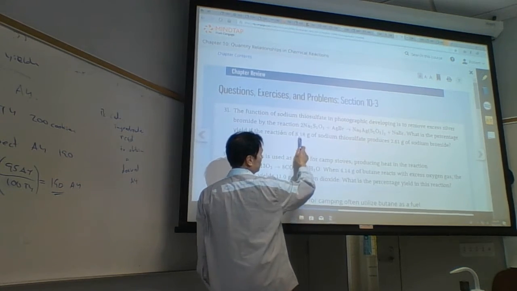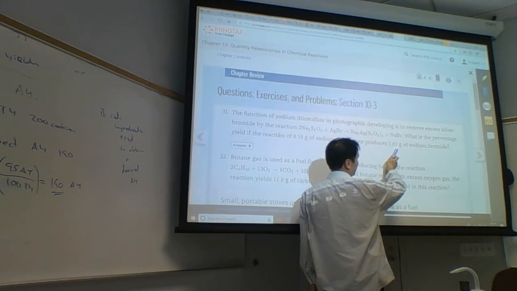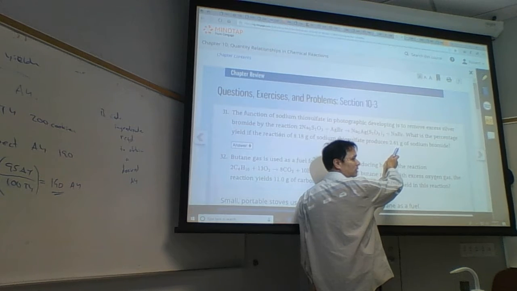And so our theoretical yield is just going to be based on this reactant. And so what we're going to do is we're going to take our sodium thiosulfate. Well, isn't this the theoretical yield here? 2.61 grams of sodium bromide? What do you think that is?